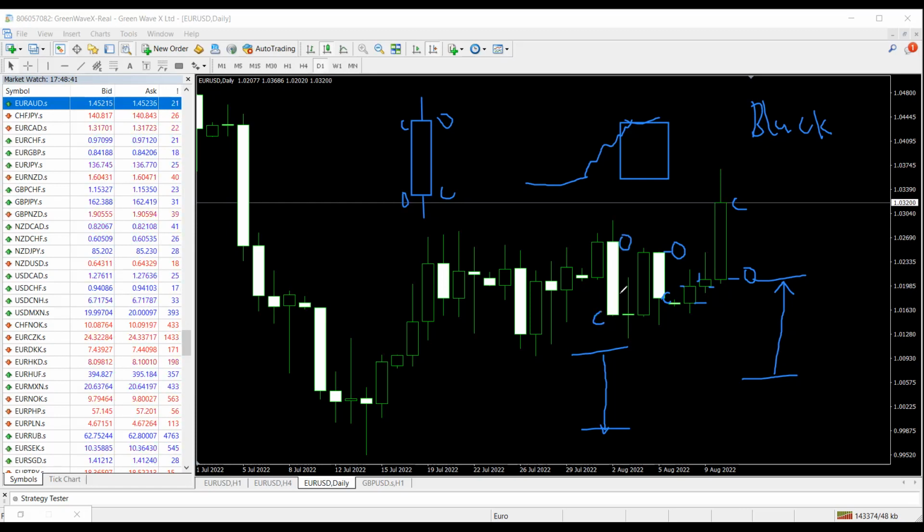So anytime you see a white bodied candle like this, or a bearish candle like this, you know that the sellers were in control. That means price closed below its opening price. If I see a bullish candle like this, I know that the buyers are in control, which means the price closed above the opening price.